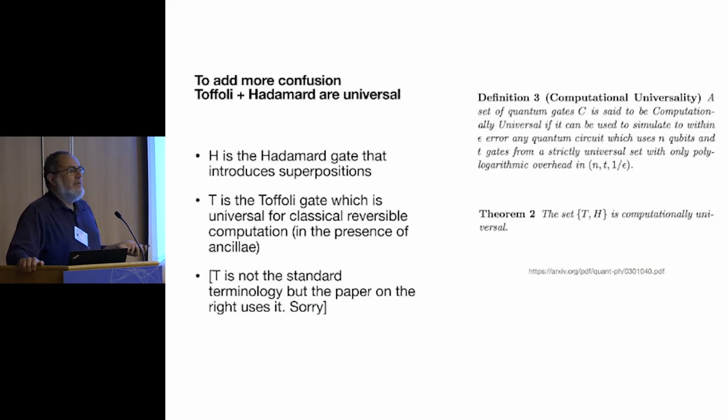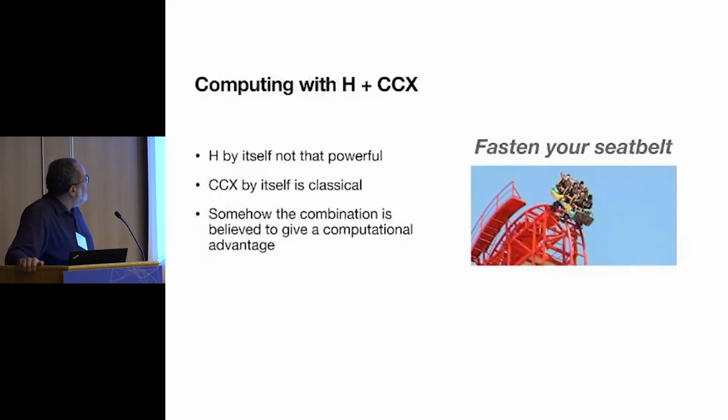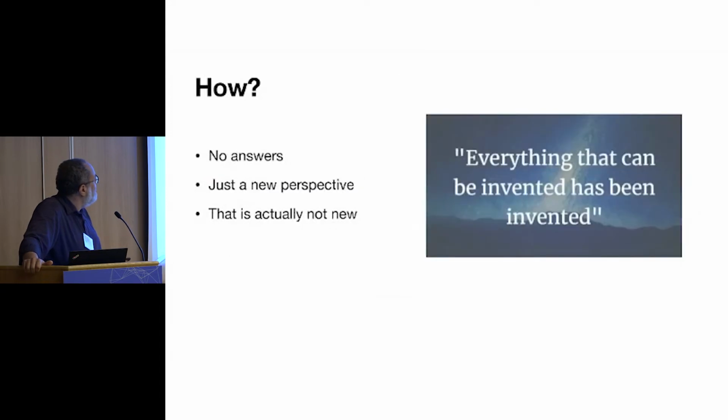So where is the speedup coming from? So CCX, which is the good name for the Toffoli gate, is classical. Hadamard by itself is not that powerful. It just creates superpositions. But somehow the combination is faster, or is believed to be faster. We believe there's a quantum advantage from this combination. So this is a big open question. Obviously, this is what everybody's trying to understand in some way.